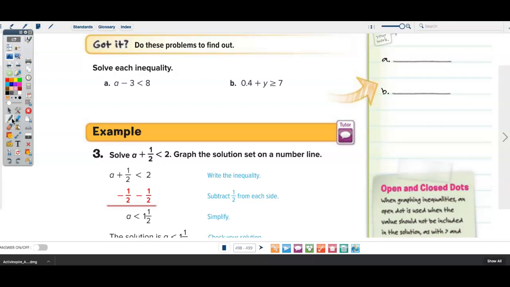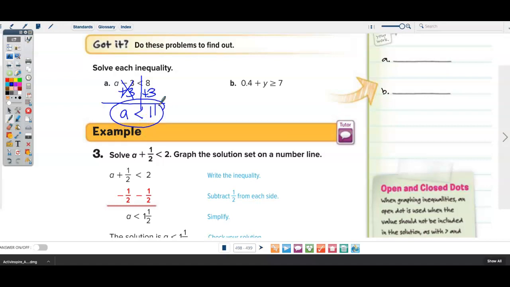So inequalities, we said, have a lot of similar properties. We actually solve inequalities the same way we would solve equations. Their number lines just look different. So on Got it A, we have a minus 3 is less than 8. Since we always work on the side that has the variable, and we have a minus 3, to get rid of that, we're going to add 3. What you do to one side, you always do to the other. This makes a zero pair. I get a is less than 11, and that would be my answer.